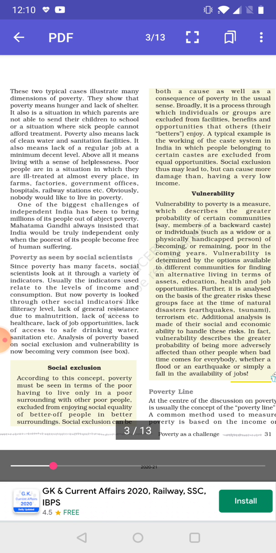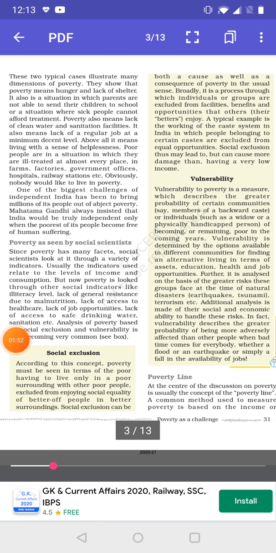Now, the analysis of poverty is also based on social exclusion and vulnerability, and these two factors are becoming very common these days. So let us try to understand both these indicators. Let us first understand social exclusion. According to this concept, poverty is seen in terms of the fact that poor people have to live only in poor surroundings, and that also with other poor people. They are always excluded from enjoying the proper social equality that could be given to them.